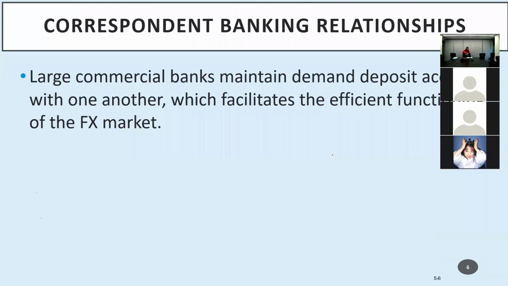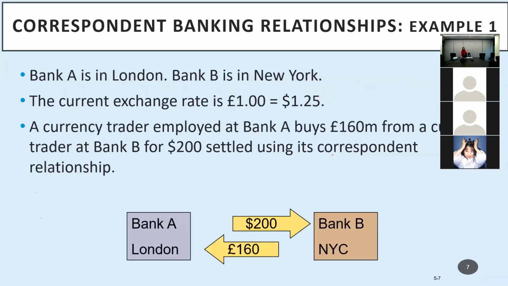So how do banks maintain the records of foreign currencies in and out of the banks? With the large commercial banks, they keep track of their foreign exchange through a system called correspondent banking relationship, which means that each of the banks will hold different accounts with one another, and each account is for a different currency.